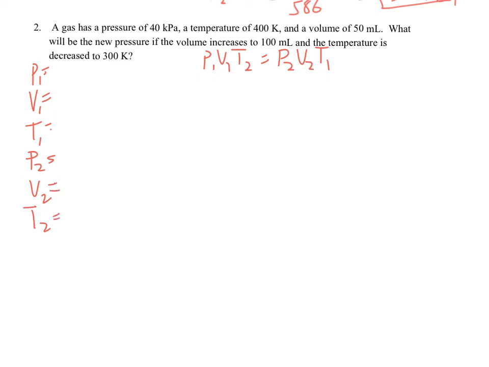Now I know it gets tedious making this key every time, but it really helps to make sure that you're not going to make any silly mistakes. So just try to reinforce that good habit of making the key every time. So our initial pressure, well, let's read the question first. It says a gas has a pressure of 40 kPa, different unit, but it's still a pressure unit, at a temperature of 400 K and a volume of 50 milliliters.